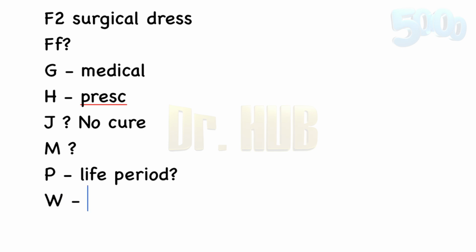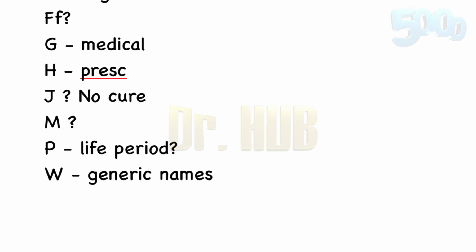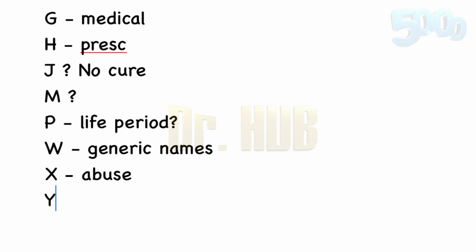Then comes W. The W is the drugs marketed under the generic names. And looking at the Schedule X, X is where the drugs having the abuse and dependence liability. What about Y? Y is where the requirement and guidelines for the import and manufacturing or the clinical trials in India.